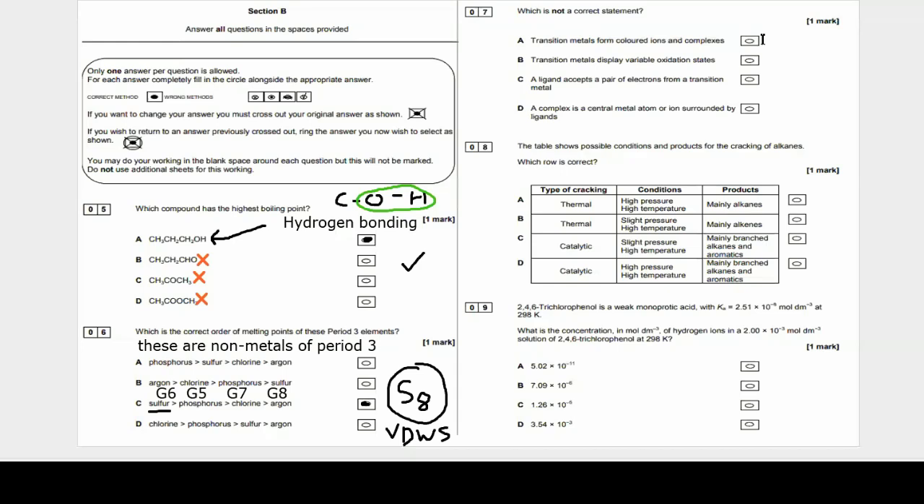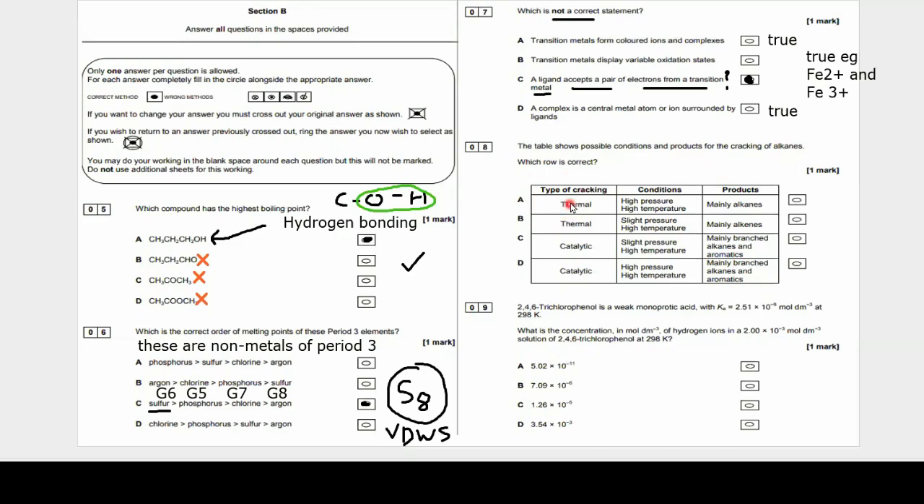Question 7. Which of these is not a correct statement? Transition metals form colored ions. Yep, that's true, so that's not our answer. Variable oxidation states. Yes, they do have variable oxidation states, like iron, Fe2+, Fe3+. A ligand accepts a pair of electrons from a transition metal. No, a ligand does not accept a pair of electrons from a transition metal. Ligands donate electrons to the transition metal. So C is not a correct statement.